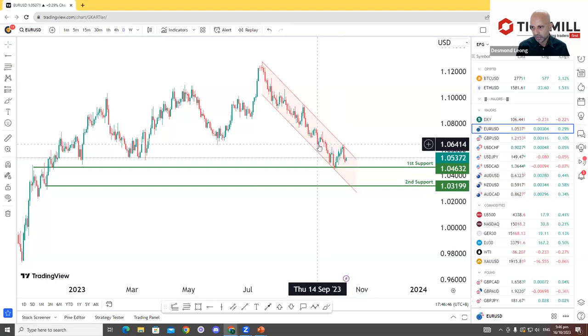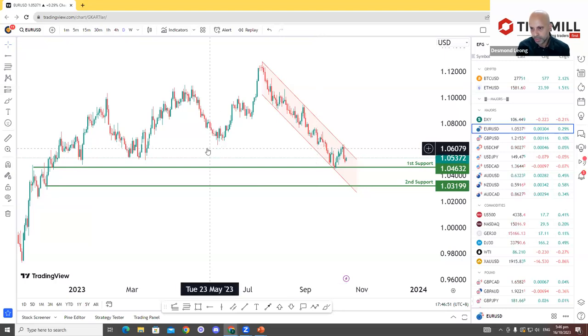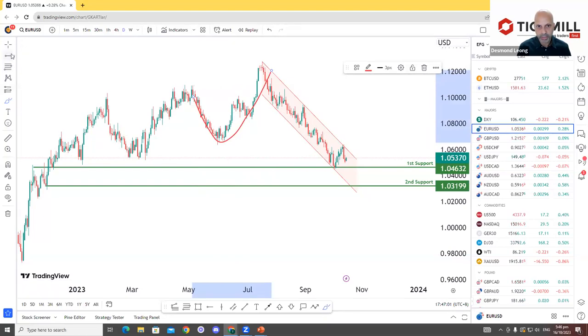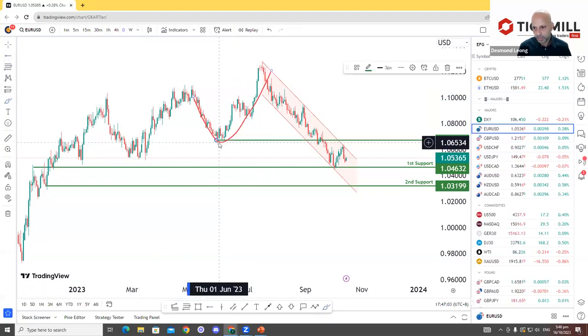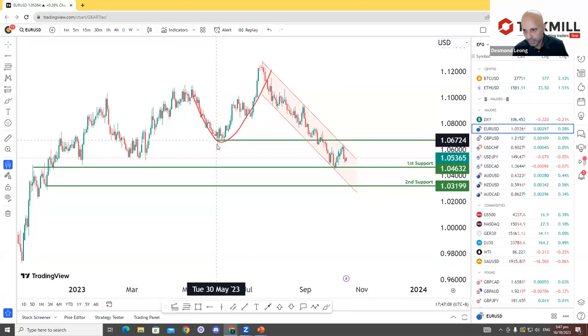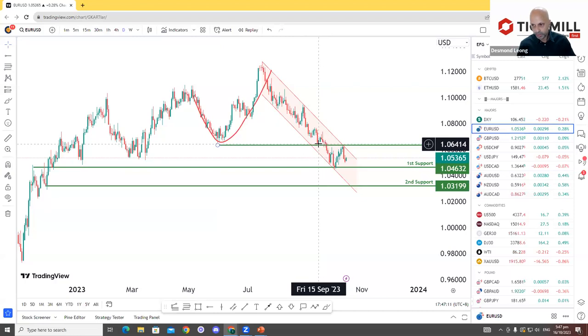And if you slide across here, we can see price finding support around this level on 14th of September. And of course, price making a very significant swing bounce here at the end of May as well. So this was previously acting already as a very strong support level for the euro. Then it did offer support again in mid-September, price retraced a little higher before eventually falling below it. But after that, it functioned as a resistance level.